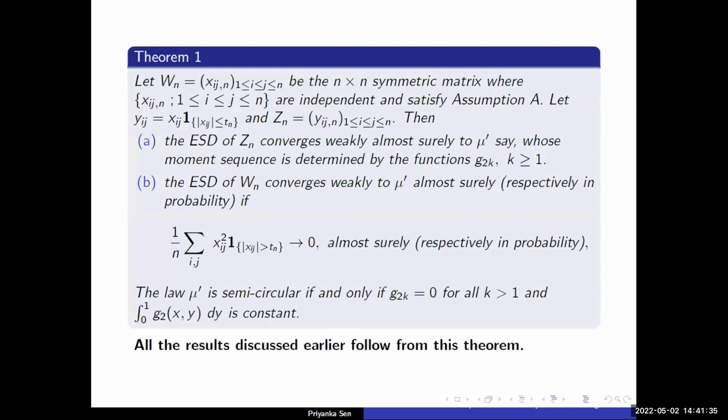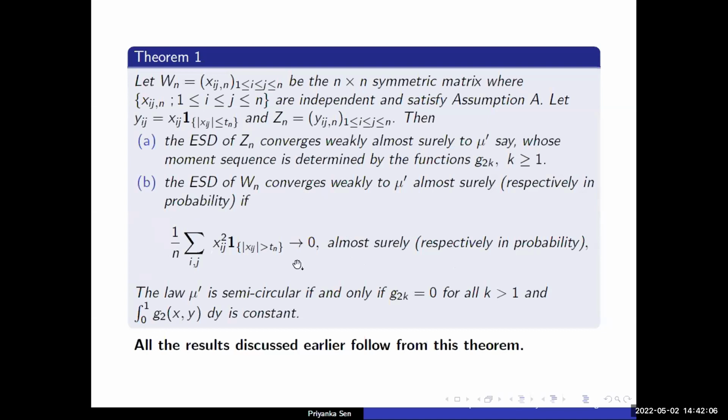If we consider the Wigner matrix with independent entries that satisfy the previous assumptions, and we consider the truncated matrix Zn, then the ESD of Zn converges weakly almost surely to mu prime. And with the additional truncation condition, that 1 over n summation over ij of xij squared times the indicator of xij greater than Tn converges to 0 almost surely or respectively in probability, we find that the ESD of Wn also converges weakly to mu prime almost surely or respectively in probability.